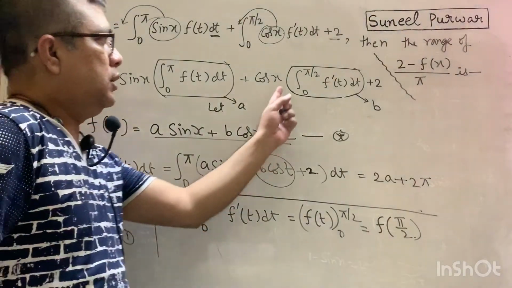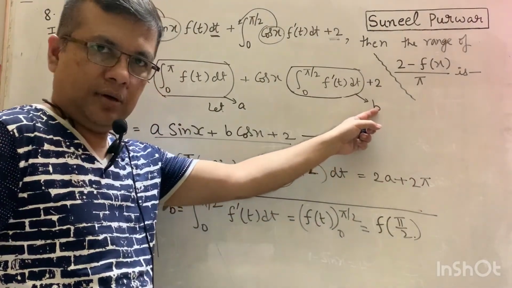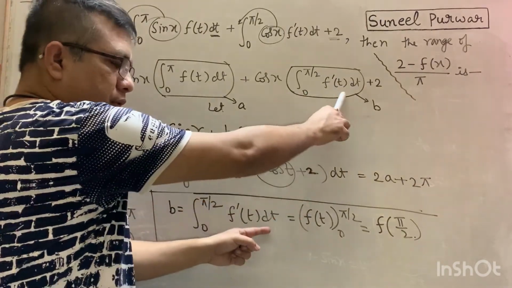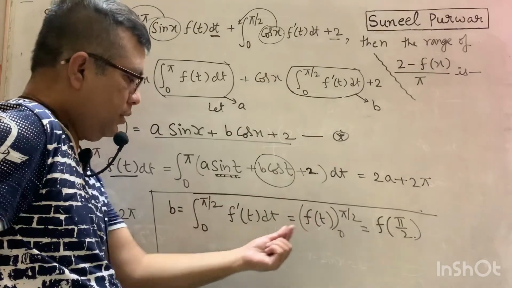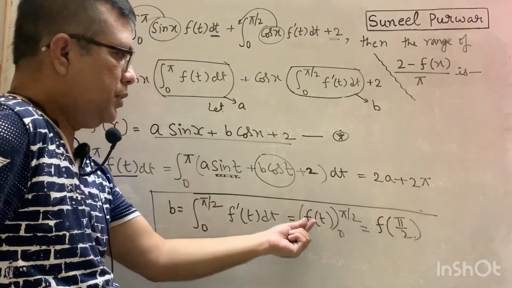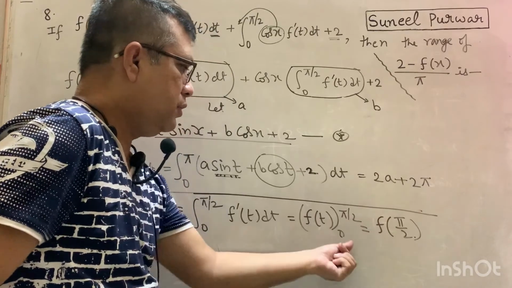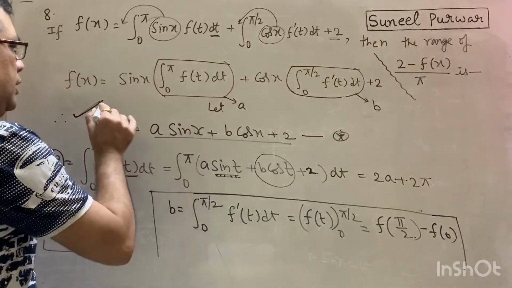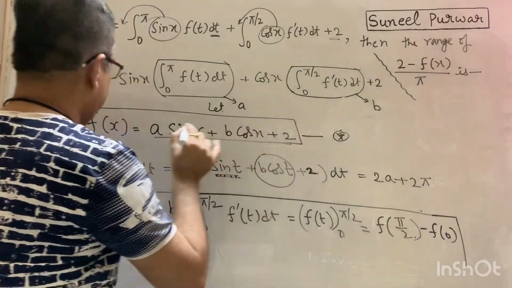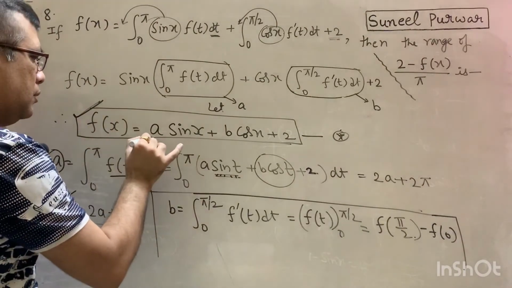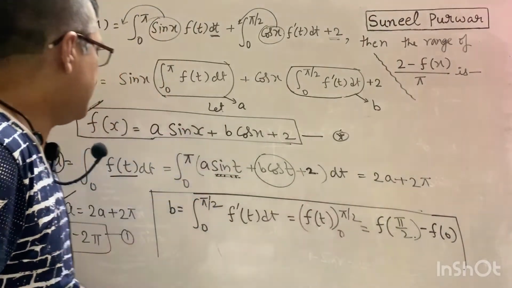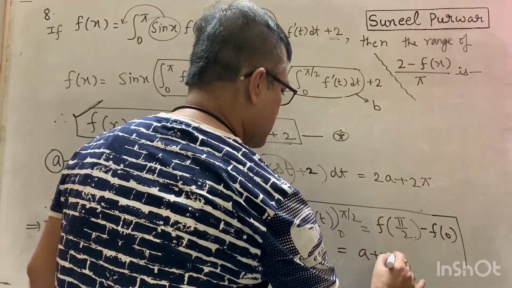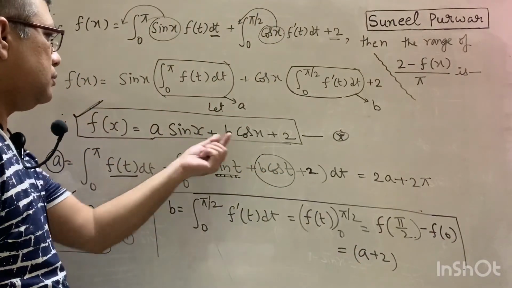Further recall, this integral was called b. Rewrite it here. So b equals the integral from 0 to pi by 2 of f dash t dt, whose integral is what? F of t. Apply the limits 0 to pi by 2. So this becomes f of pi by 2 minus f of 0. Here is your f of x. By making use of this f of x, what is f of pi by 2? F of pi by 2 will be nothing but a plus 2, and this f of 0 will give you b plus 2.